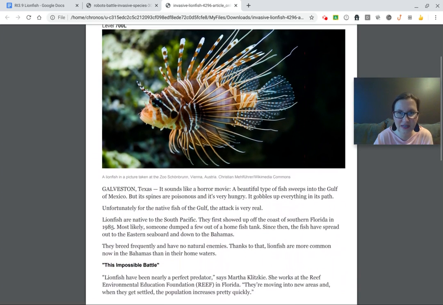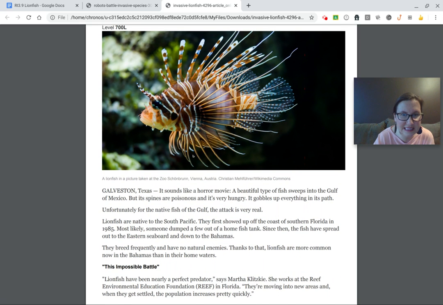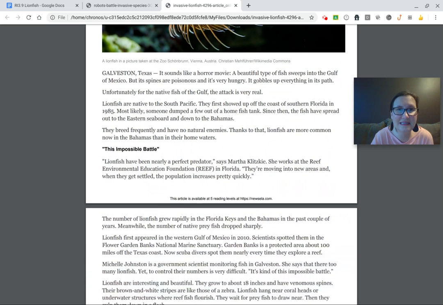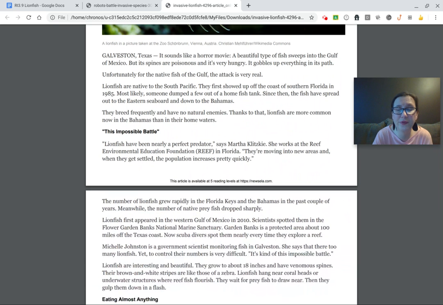Let's look at the picture. That's a picture of a lionfish. And this says, a lionfish in a picture taken at the zoo Schönbrunn in Vienna, Austria. Very cool. Galveston, Texas. It sounds like a horror movie. A beautiful type of fish sweeps into the Gulf of Mexico, but its spines are poisonous and it's very hungry. It gobbles up everything in its path. Unfortunately for the native fish of the Gulf, the attack is very real.